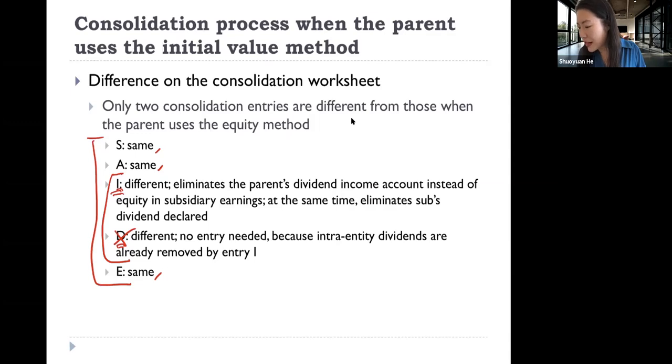instead of using it to eliminate the subsidiary's income recognized by the parent, or in other words, the parent's equity subsidiary income account, we use it to eliminate the parent's dividend income account, right? So now if the parent has been using the initial value method, there will not be any equity subsidiary income account. Instead, the parent is going to have a dividend income account, and we use it to eliminate the parent's dividend income account, and at the same time eliminate the subsidiary's dividend declared. So this is the general difference between the two.